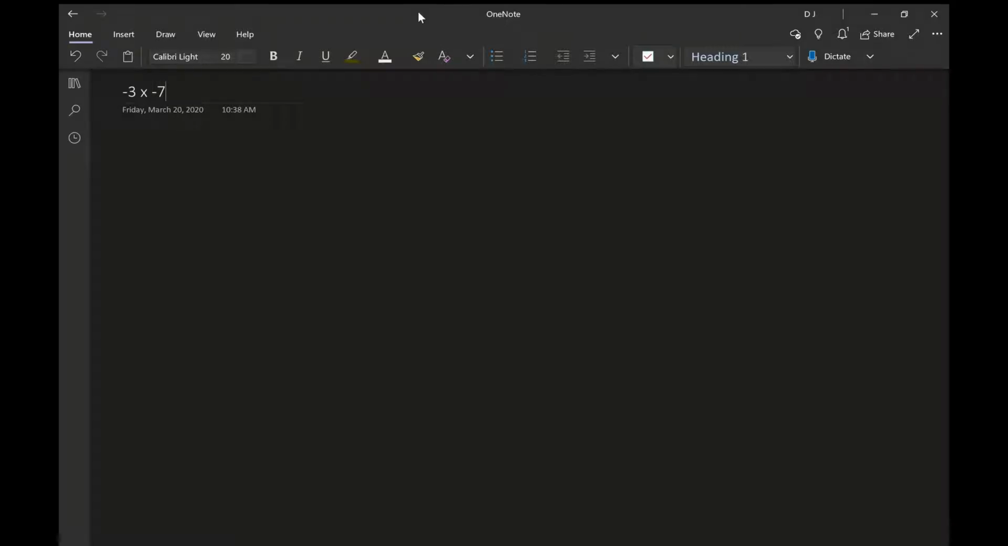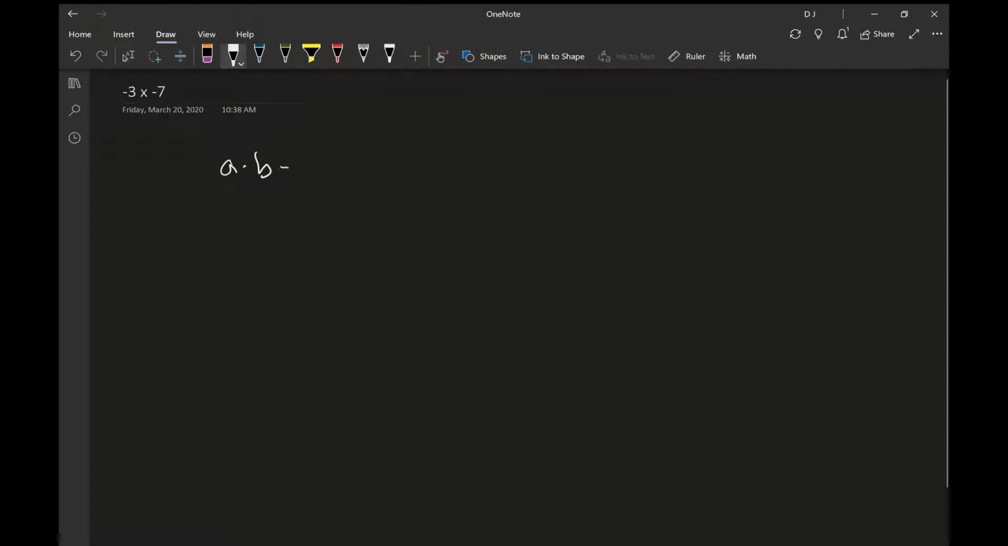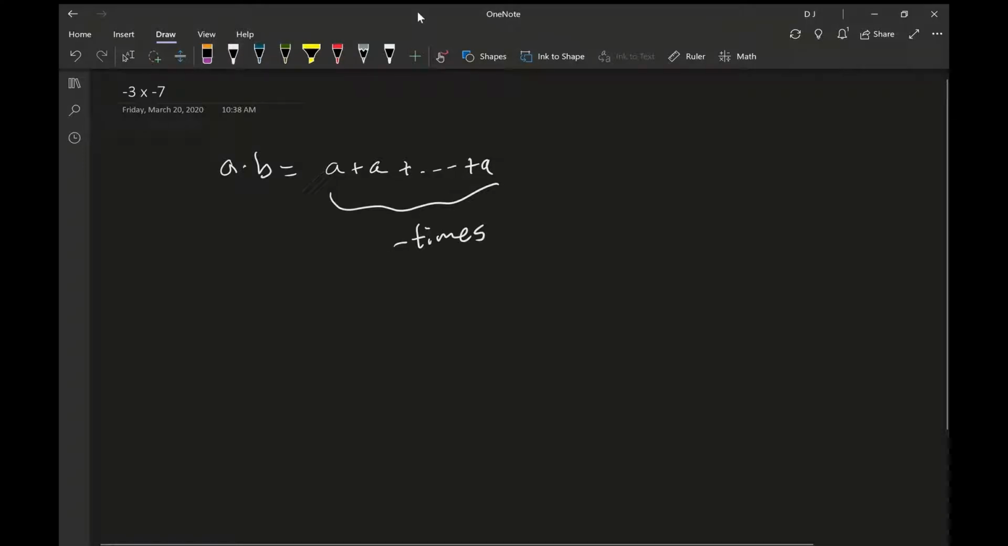Rob asked me what is -3 times -7. I don't think we have to adjust much. I think we can still keep the same idea that a times b is equal to a plus dot dot dot plus a, b times, which should also equal b plus b plus b, a times.